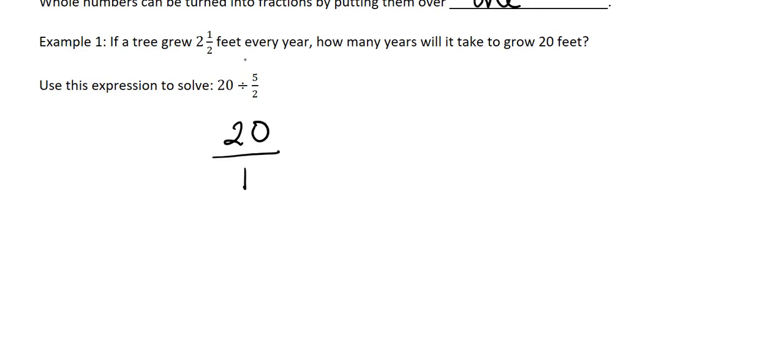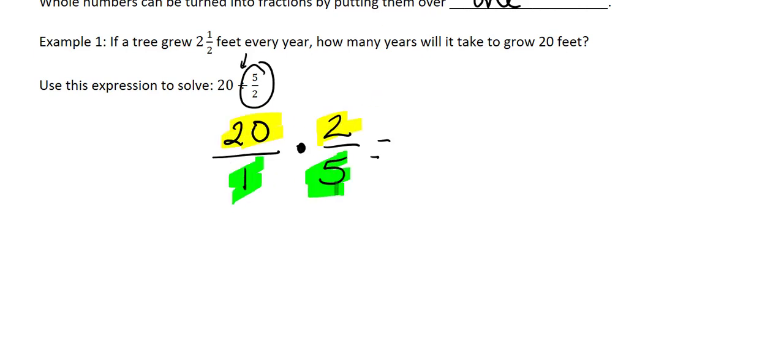Now, what we're going to do here is change this division to multiplication. We're going to do that to show multiplication. And then we take the reciprocal of the second fraction, so we're going to go over 2 over 5. And then we can go ahead and multiply. We multiply what's on the top, and then we multiply what's on the bottom.